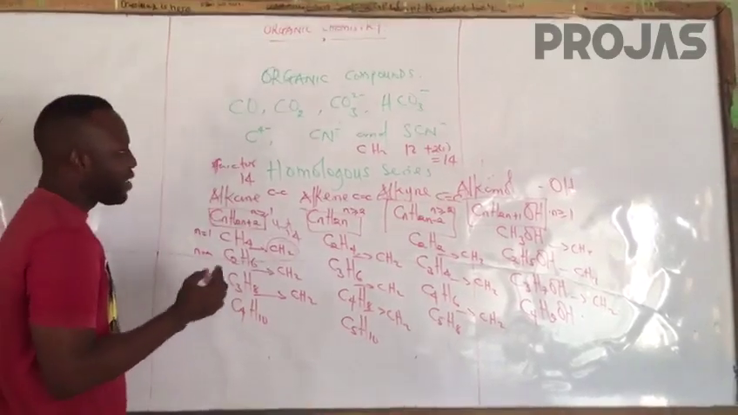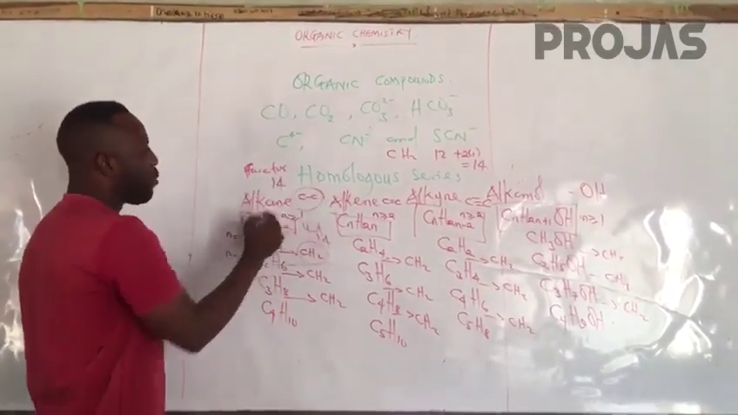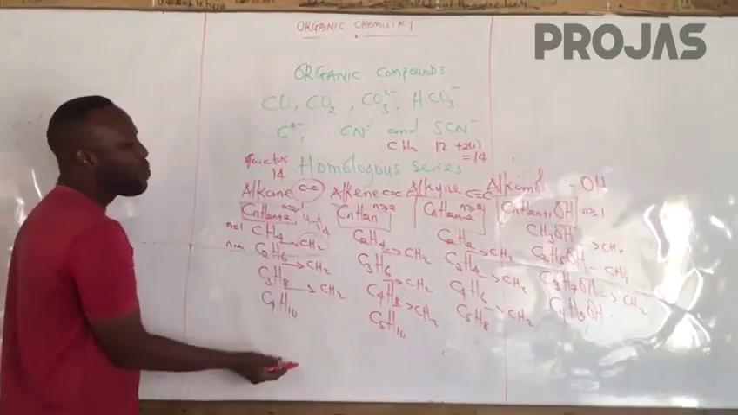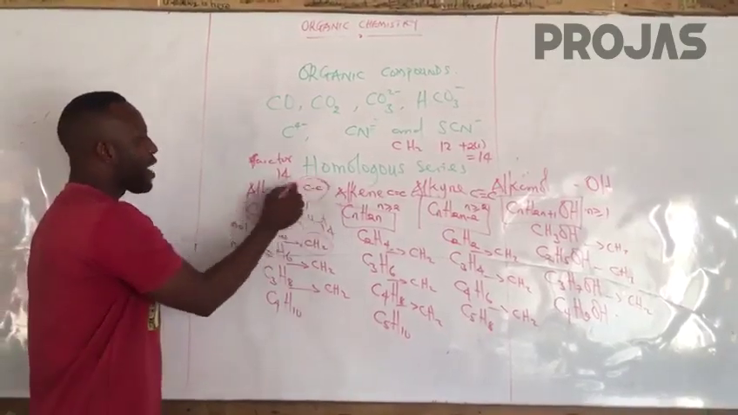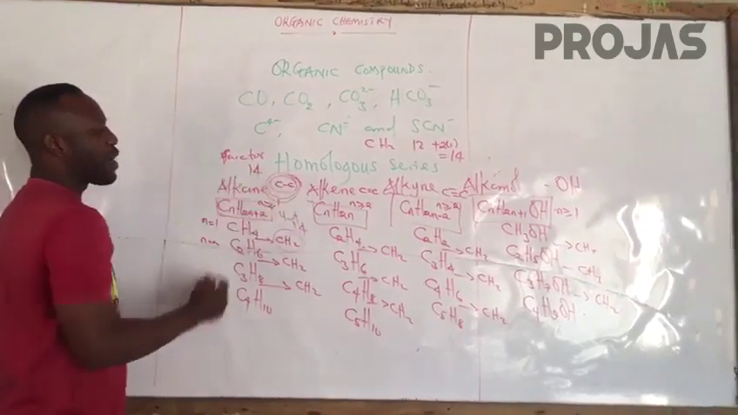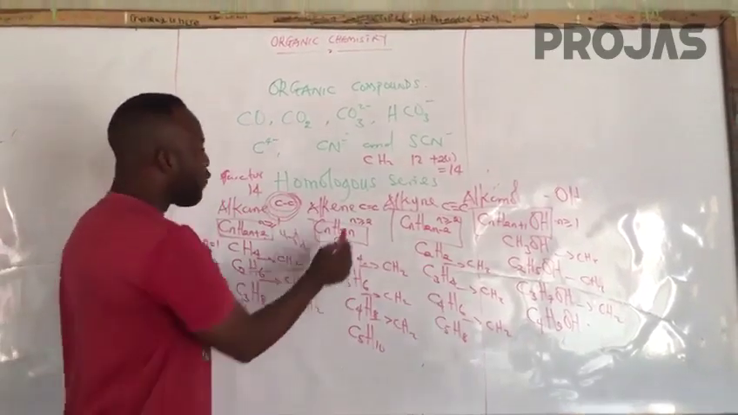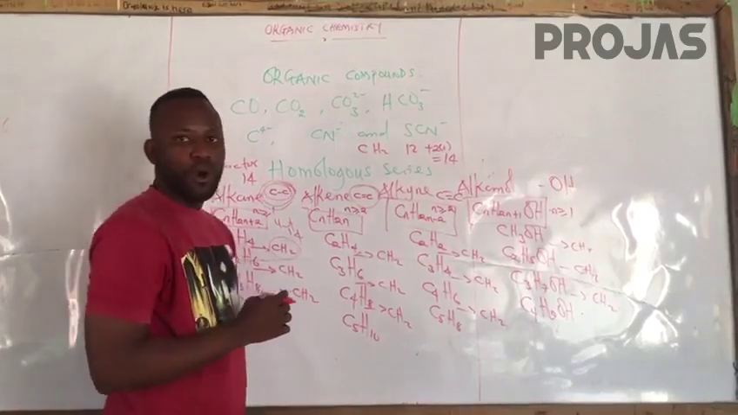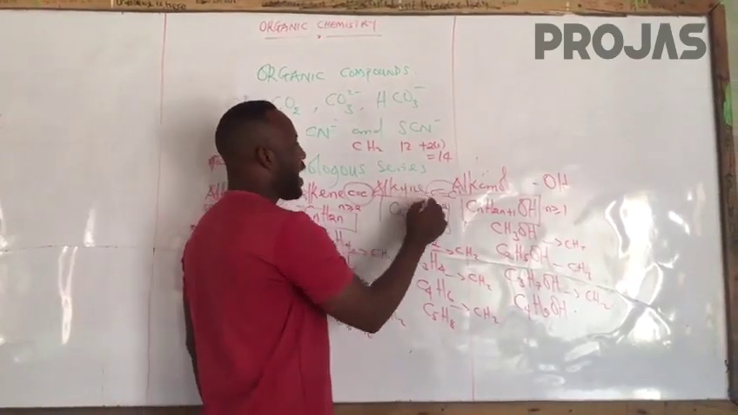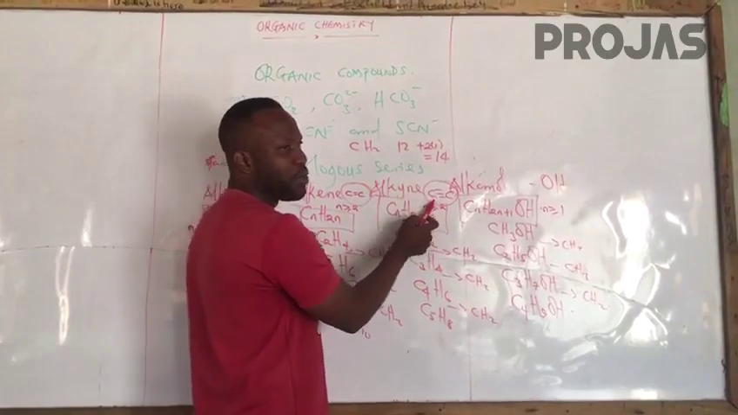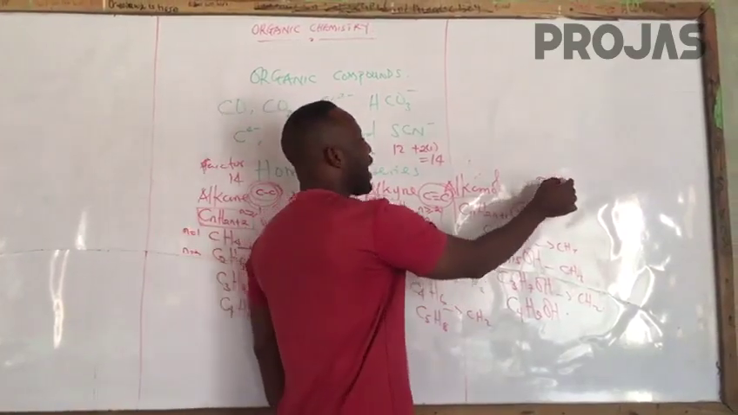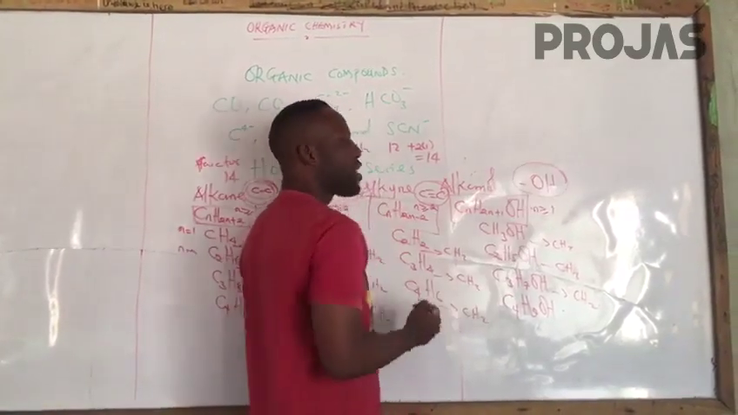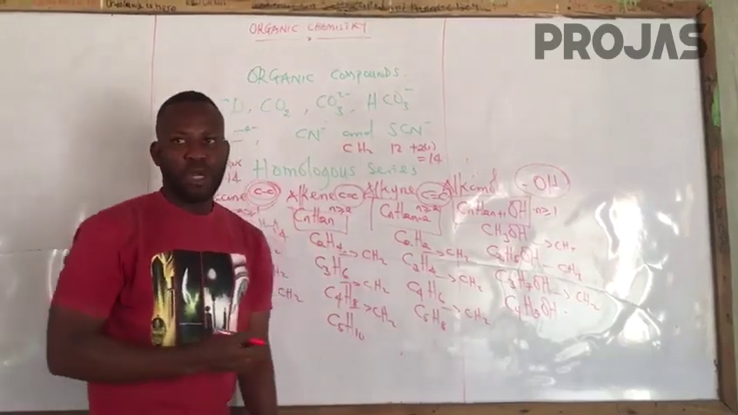Then the third is that all members in the same homologous series have the same functional group. For alkanes, all of them possess a carbon-to-carbon single bond. For alkenes, they possess a carbon-to-carbon double bond. For alkynes, they possess a carbon-to-carbon triple bond. For alkanols, they possess the hydroxyl functional group.